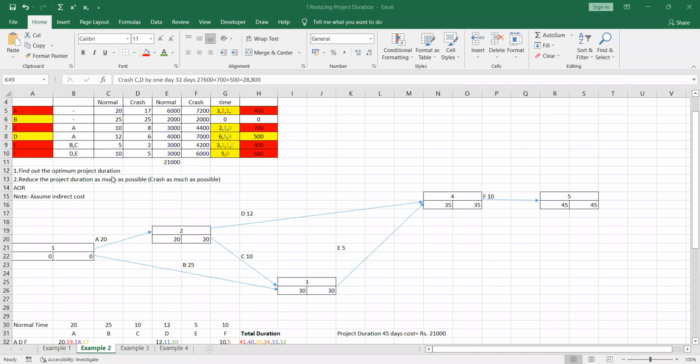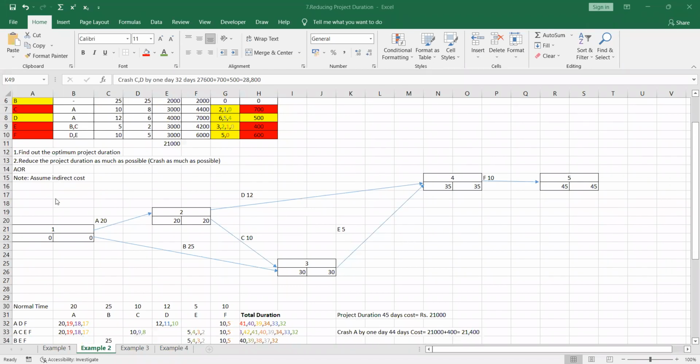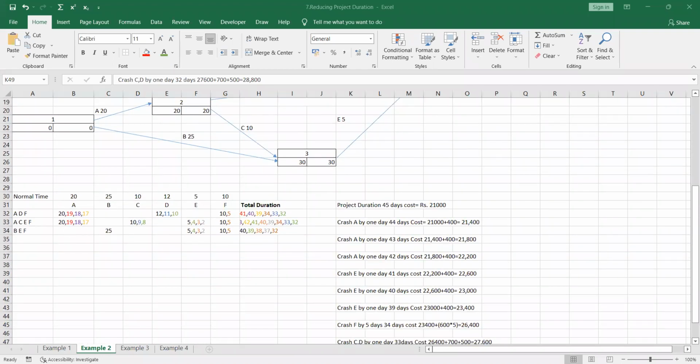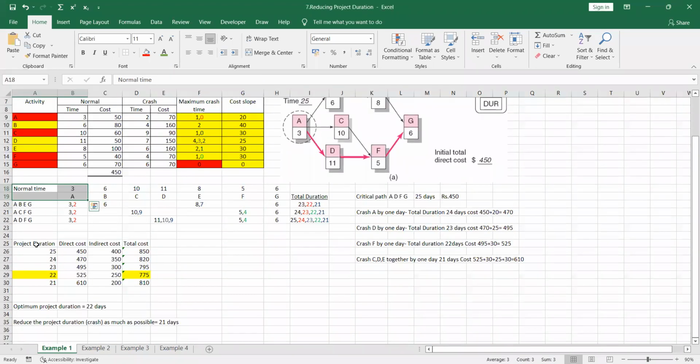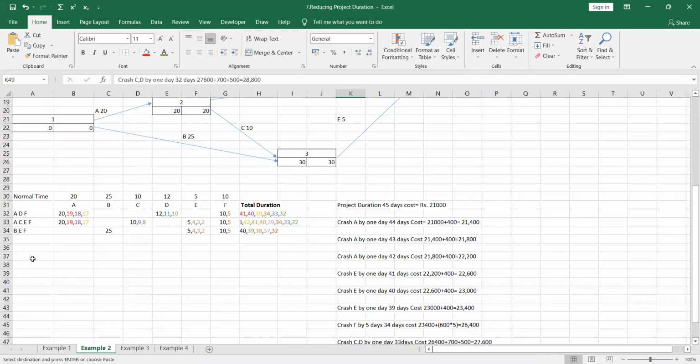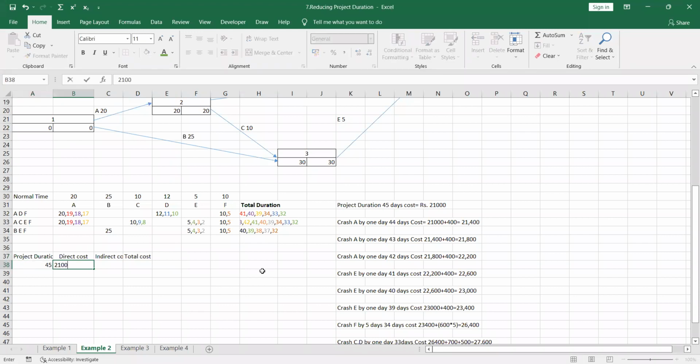Right? So I have mentioned that you have to find out the optimum project duration. So when you are finding out the optimum project duration, what you have to take? These are the things you have to take. Project duration is 45. At the 45, cost is 21 days. So likewise, indirect cost you have to assume. So please make it a blank and fill this out.